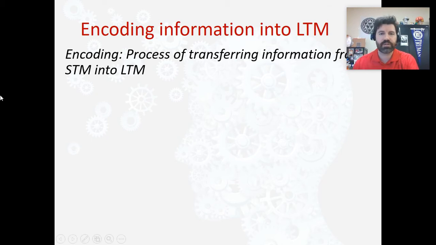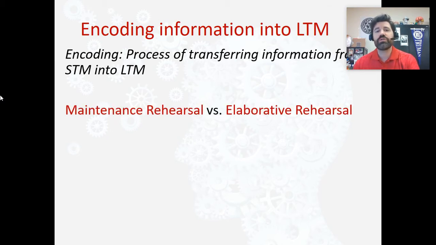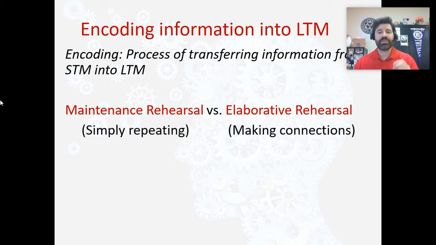Well, I said in our last lecture, one of the most common ways to encode is through the process of rehearsal. Well, there are actually two different types of rehearsal. The first type of rehearsal is what we call maintenance rehearsal. And maintenance rehearsal is simply when you repeat something over and over and over again.